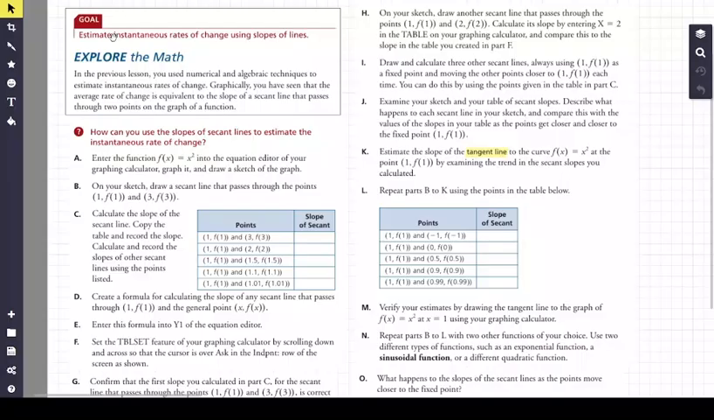So, first of all, let's have this example. How can you use slopes of secant lines to estimate the instantaneous rates of change? Last lesson, I showed you that with smaller and smaller intervals, the secant line will be very similar to the original line in a certain way.